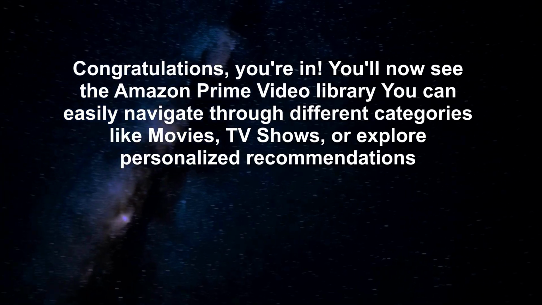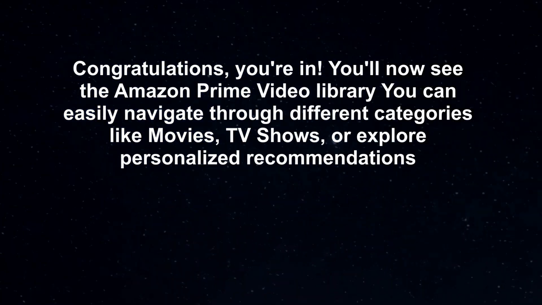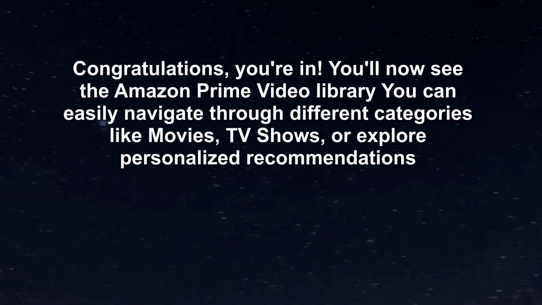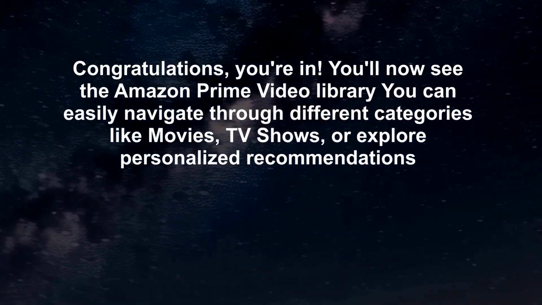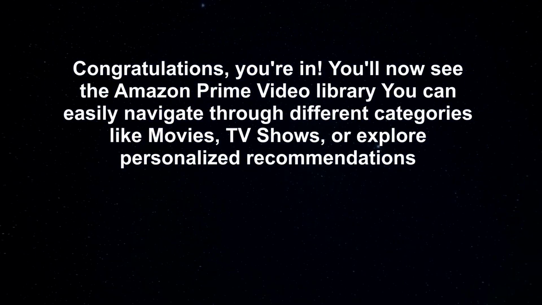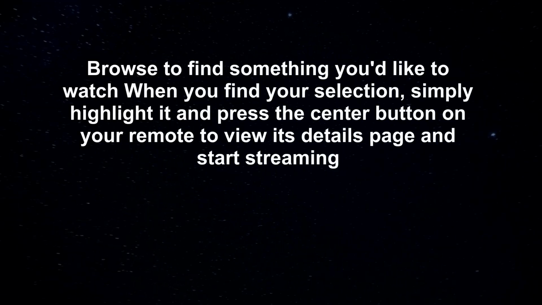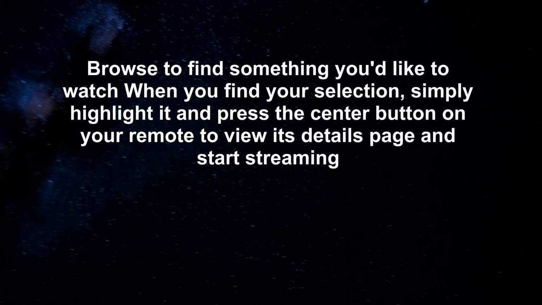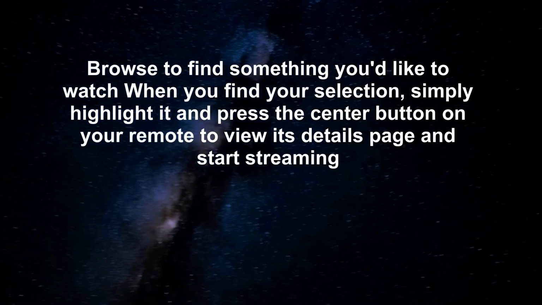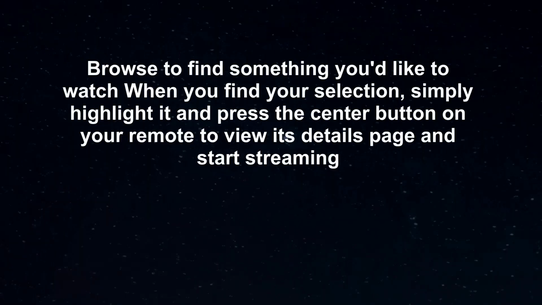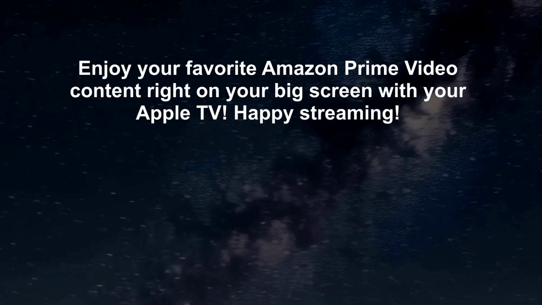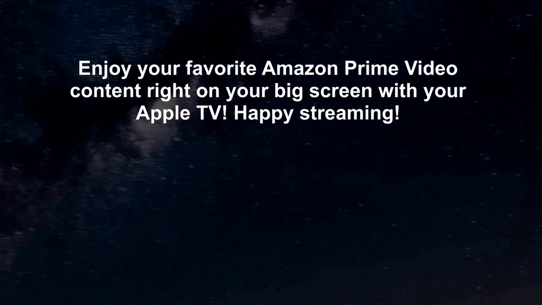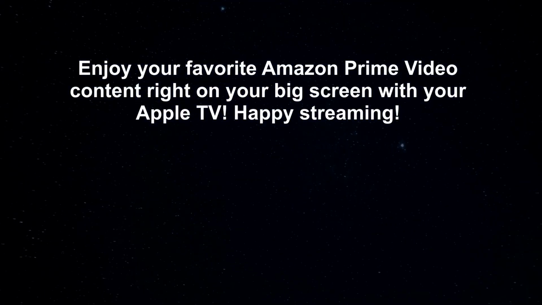Congratulations, you're in. You'll now see the Amazon Prime Video library. You can easily navigate through different categories like movies, TV shows, or explore personalized recommendations. Browse to find something you'd like to watch. When you find your selection, simply highlight it and press the center button on your remote to view its details page and start streaming. Enjoy your favorite Amazon Prime Video content right on your big screen with your Apple TV. Happy streaming!